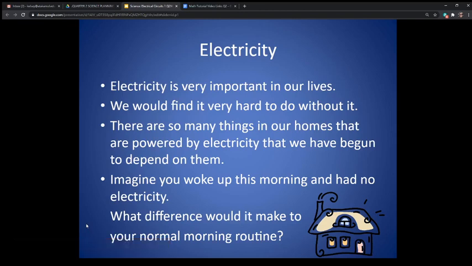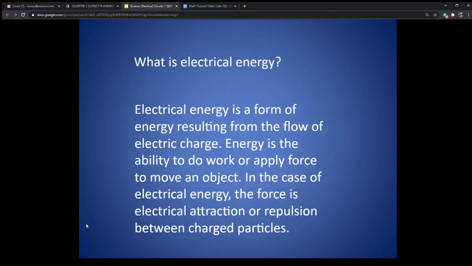Electricity is very important in our lives. We would find it very hard to do without it. There are so many things in our homes that are powered by electricity that we have begun to depend on them. Imagine you woke up this morning and had no electricity. What difference would it make to your normal morning routine?